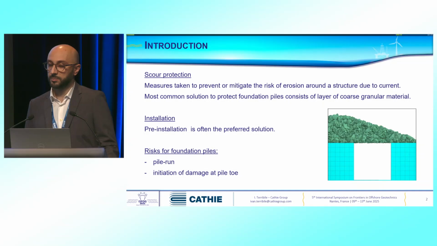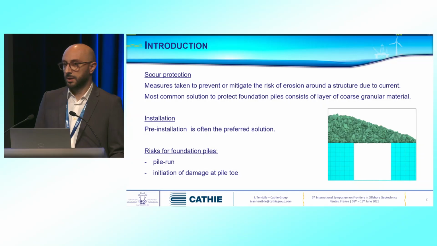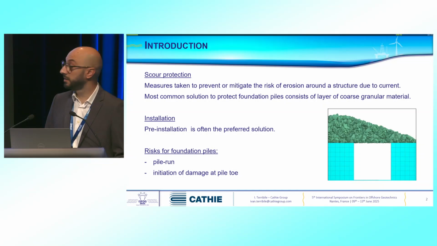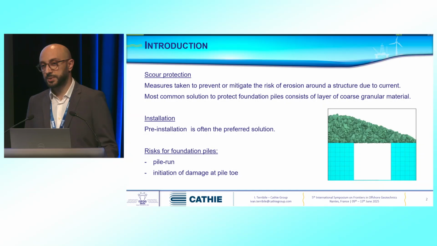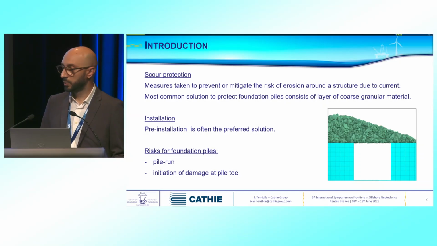A scour protection consisting of a very coarse crushed rock layer is the most common solution to protect the offshore foundation from erosion, which can affect the long-term performance of the foundation. This type of scour protection can be either pre-installed or post-installed with respect to the foundation. And to optimize the construction of the offshore wind farm, this is frequently pre-installed.